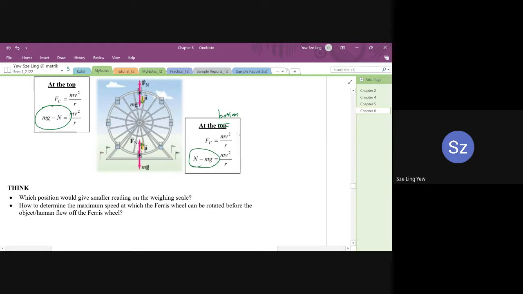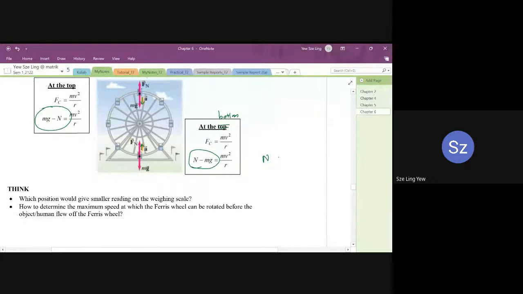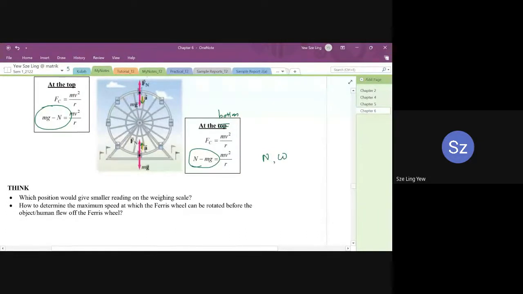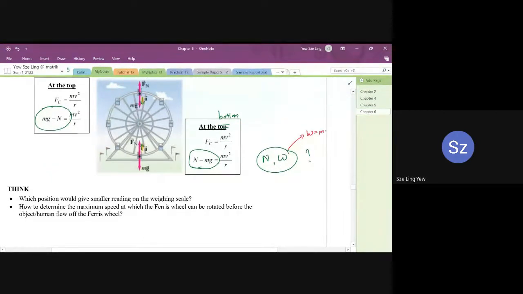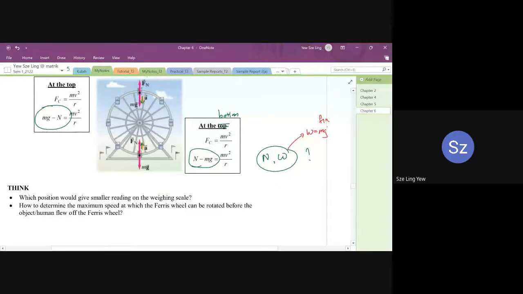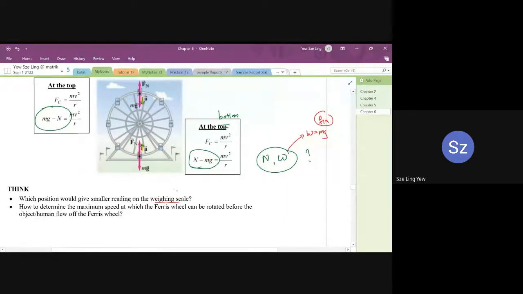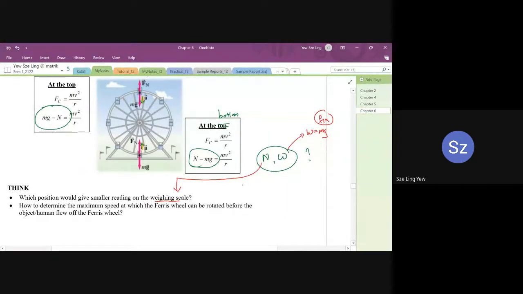So if you look at the equations, now you have N and W. Which variable gives you the readings on the weighing scale? This is the part that students always get wrong. W is a fixed value, if you remember. Why? Because W equals mg. It is fixed, so it won't change, which means the reading on the weighing scale is actually your normal force. So you just rearrange these two equations and see which one gives you a smaller N.